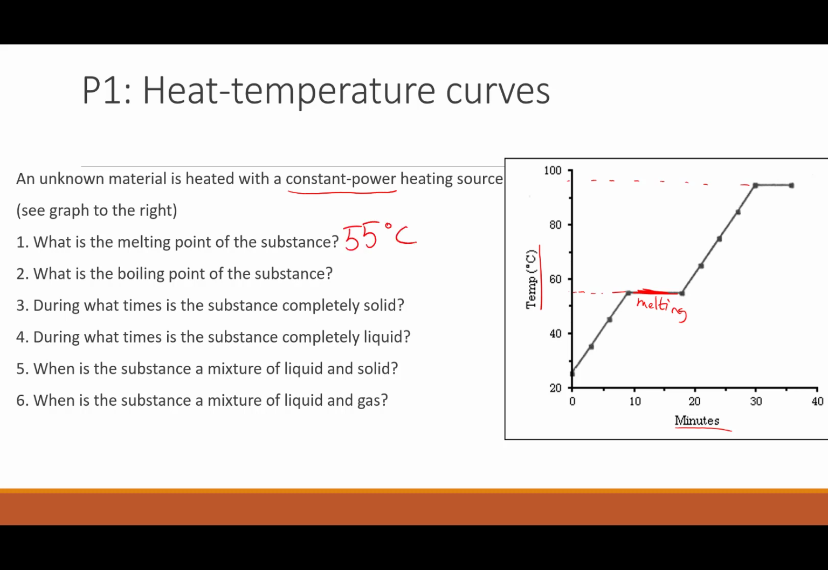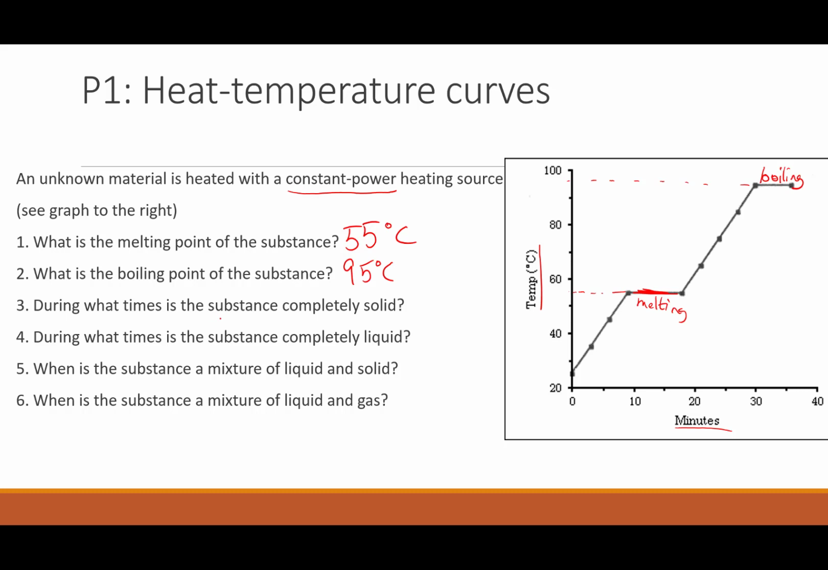What is the boiling point of the substance? Well, again, the boiling point is the temperature at which boiling occurs, and it occurs at a constant temperature, so there's going to be no change in temperature during boiling. That's going to be up here, the higher plateau. So that is going to be at about 95 degrees Celsius.